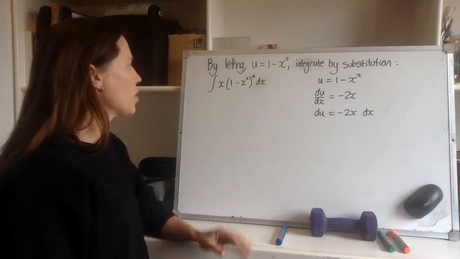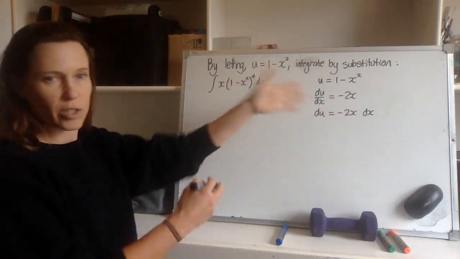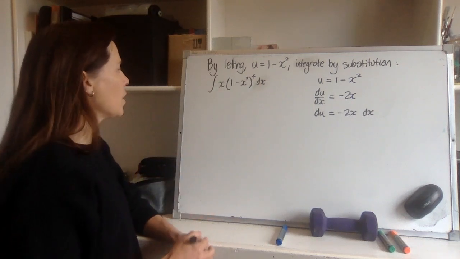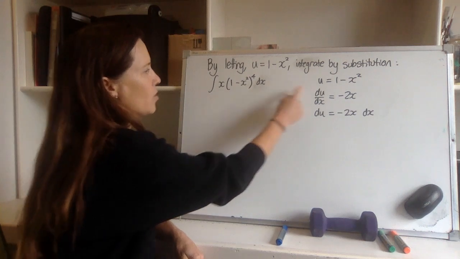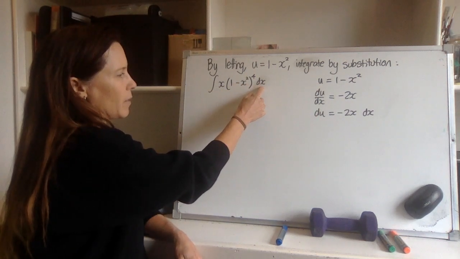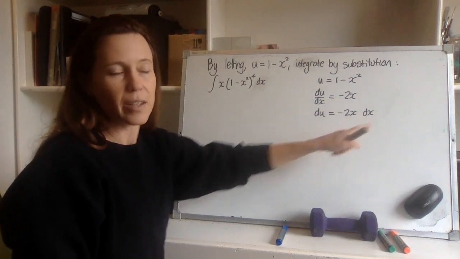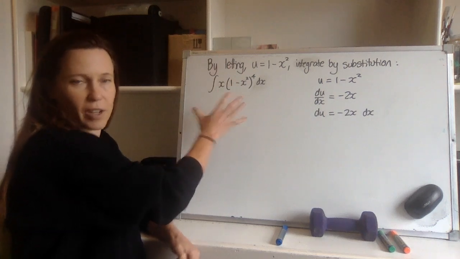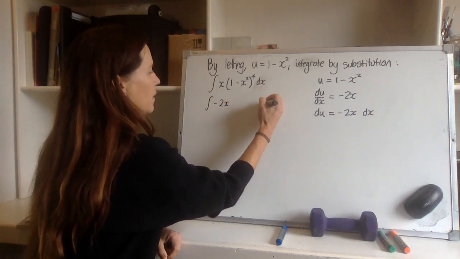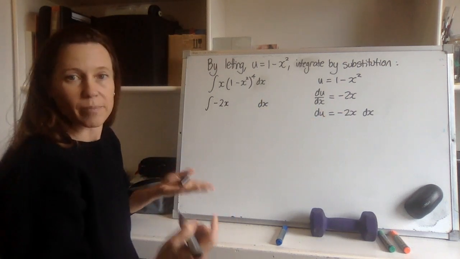Okay, next we need to look at what we've got over here and what we've got over here and whether we have everything to actually just throw in, because we're trying to change this so that it's all in terms of u. So I can see that this part here is just u to the power of 4, and that leaves me with the x dx part. Now, over here, I know what negative 2x dx is. So in a way, the perfect question over here would be one that has negative 2x dx, because negative 2x dx I know is just du.